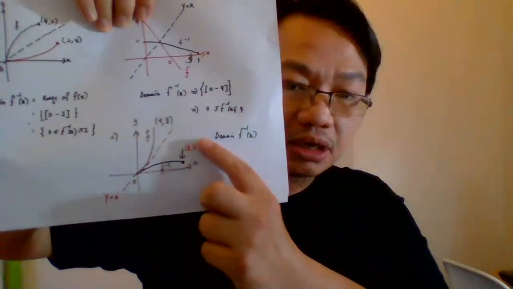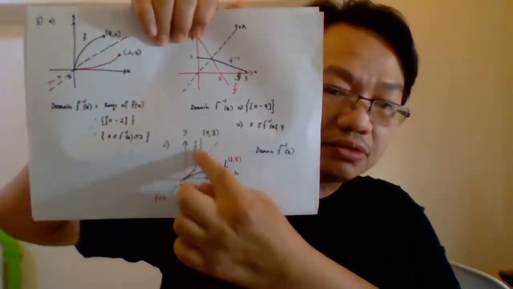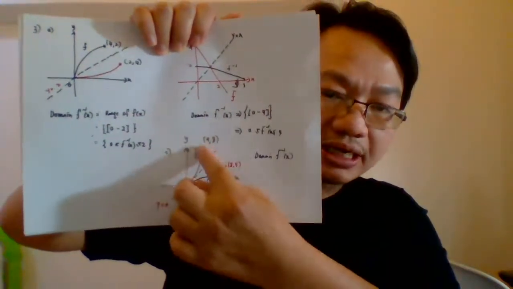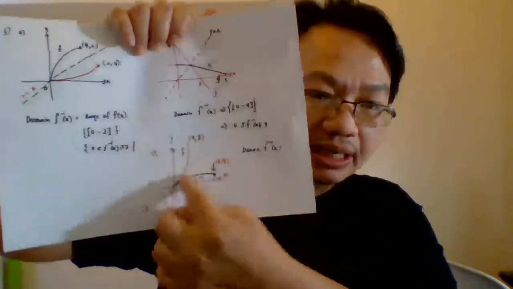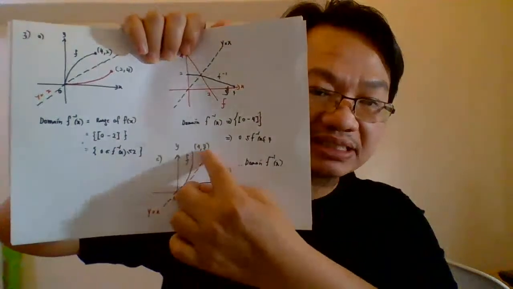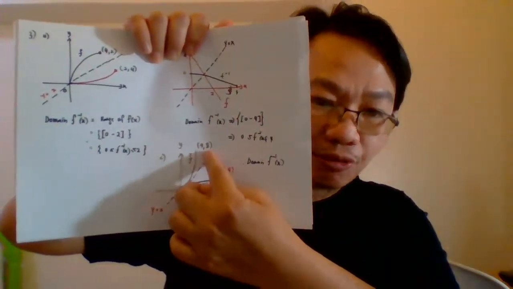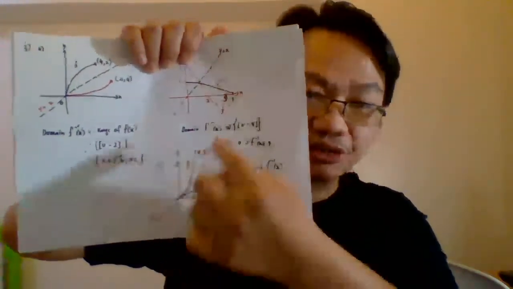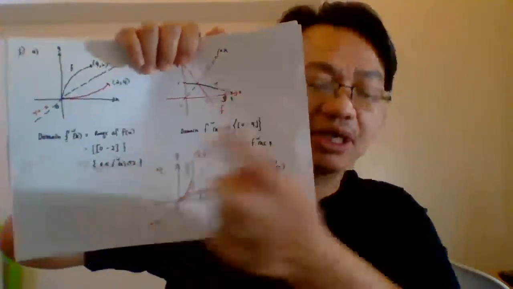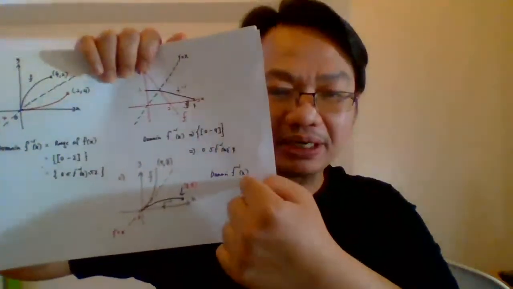So, guys, how to find the domain of f inverse? The domain of f inverse, you need to refer to the y axis here, the y coordinates. It starts from 0 and the maximum is 8, right? The y coordinate of the normal function, that's your range of function f. So that will be the answer for the domain of f inverse.